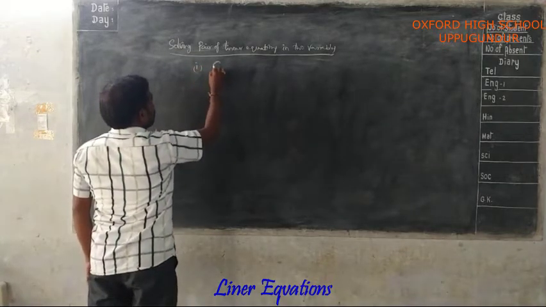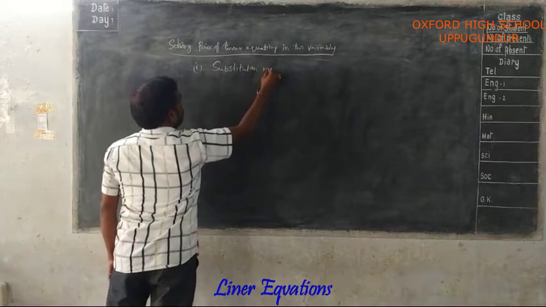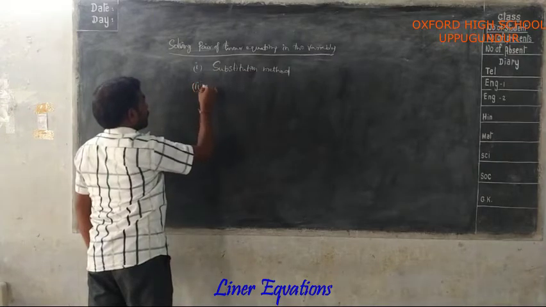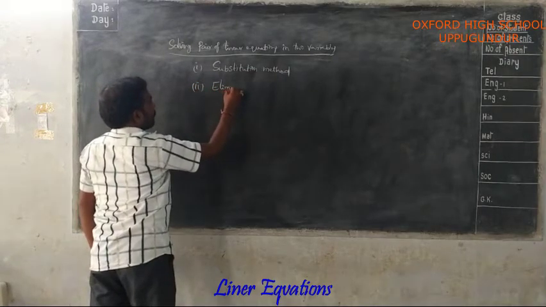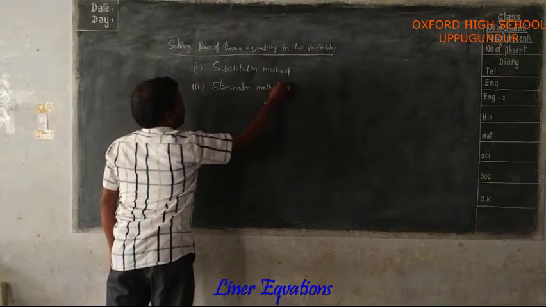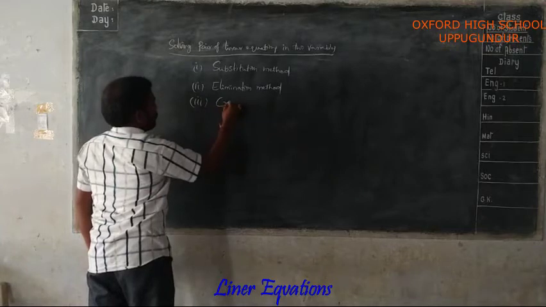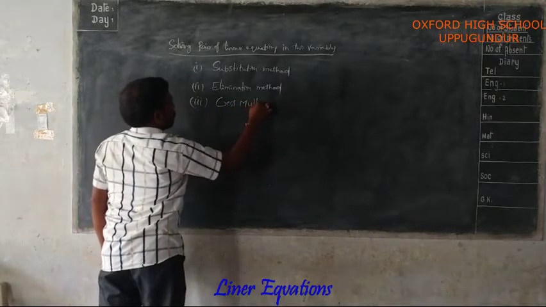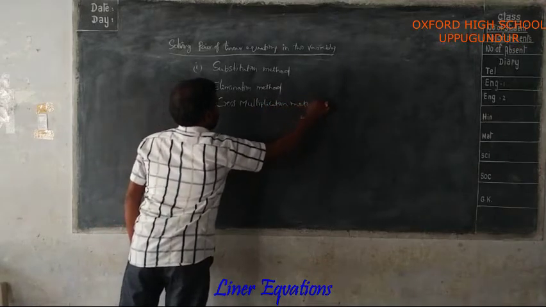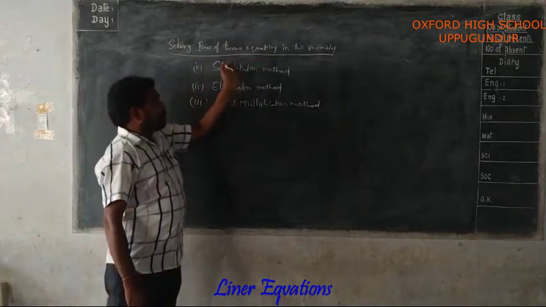First one is substitution method. Second one, elimination method. Third one, cross multiplication method. So we can solve a pair of linear equations in two variables by the following three methods.